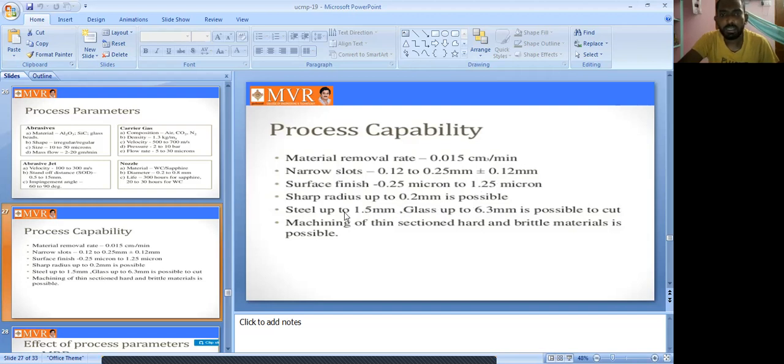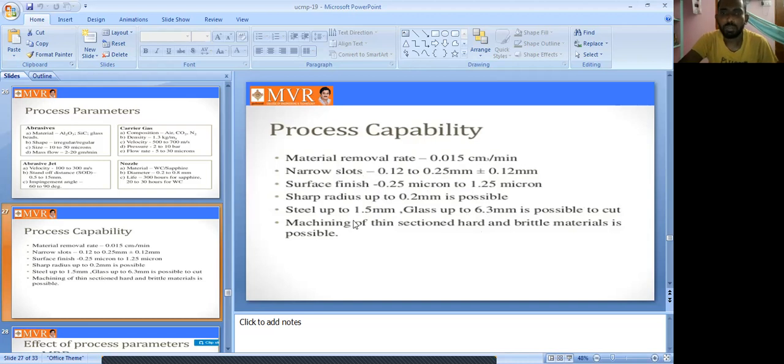Okay, steel up to 1.5 mm, and glass up to 6.3 mm is possible to cut. So this process capability is very important. Based on this capability we do the machining operation in the abrasive jet machining process. If we do not follow this process capability, we cannot do the machining operation. Why? Because the surface finishing we can do is 0.25 microns to 1.25 microns. More than that we cannot do. So between these limits only we can do the surface finishing for the workpiece.